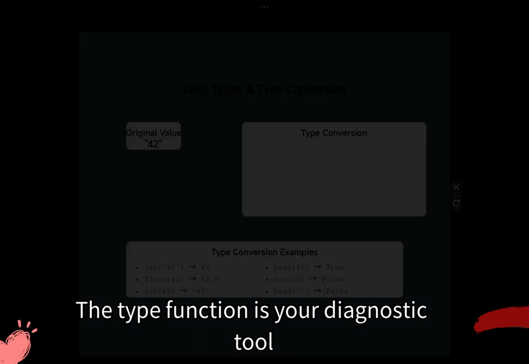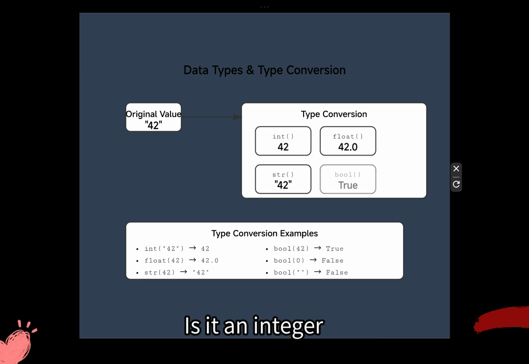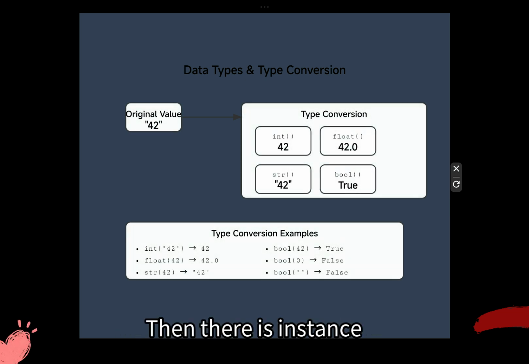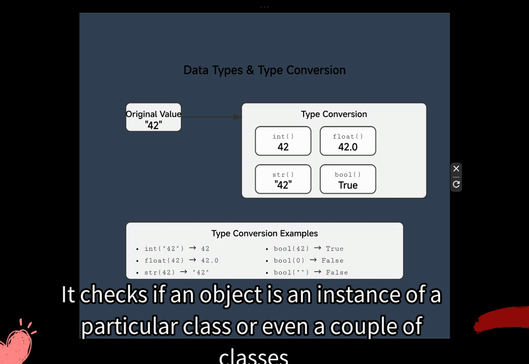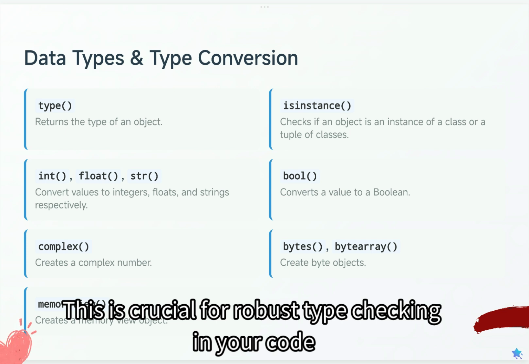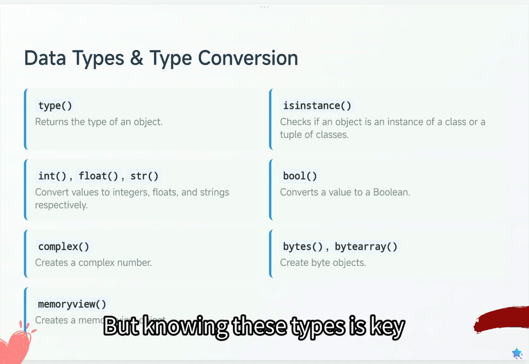The type function is your diagnostic tool, instantly telling you what kind of object you're dealing with. Is it an integer, a string, a list? Type tells you. Then there's isinstance, which is more specific. It checks if an object is an instance of a particular class, or even a tuple of classes. This is crucial for robust type checking in your code. Of course, Python is dynamically typed, but knowing these types is key.